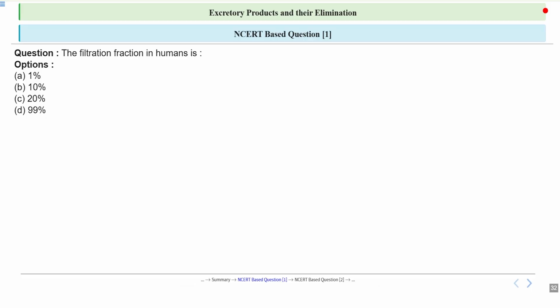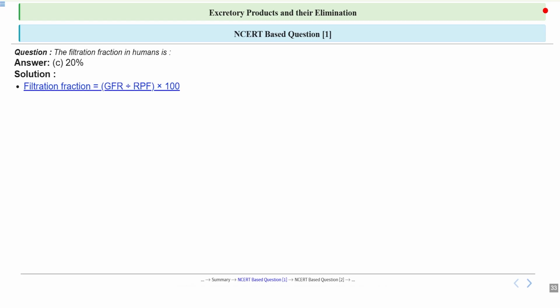So that was our summary. Now let's start with NCERT based questions, and this is question number 1. The question is, the filtration fraction in humans is. The options are 1%, 10%, 20%, and 99%. Let's see the answer. So here the answer is 20%.